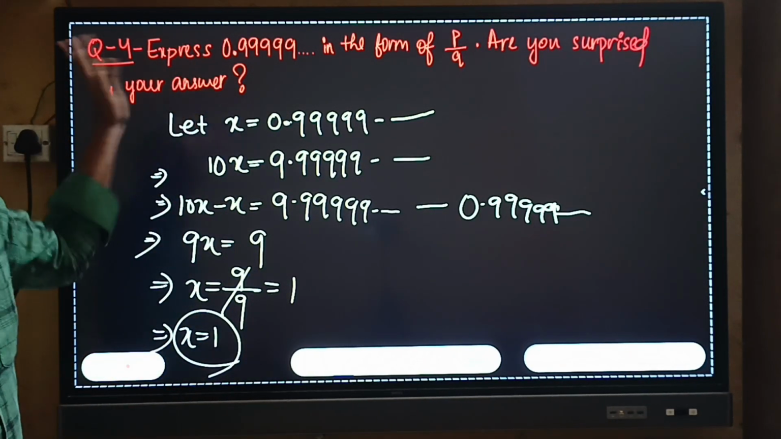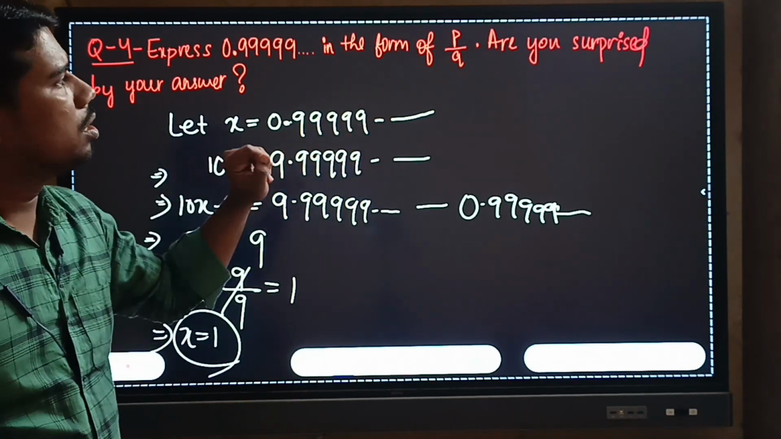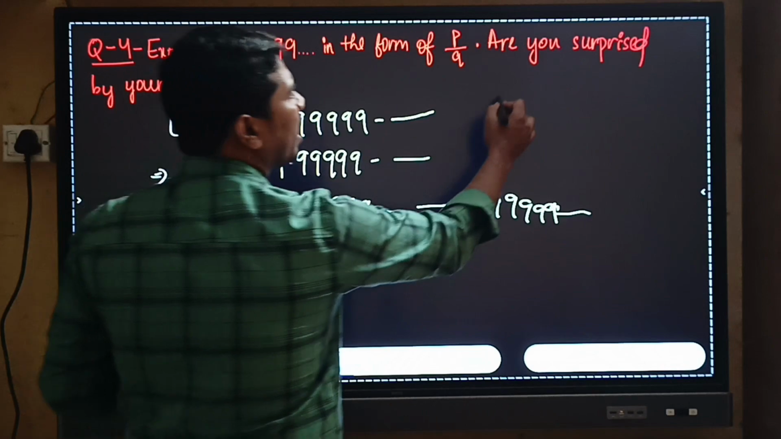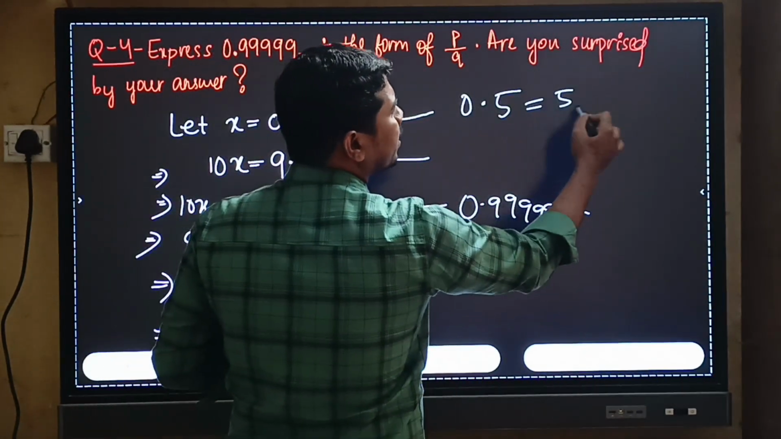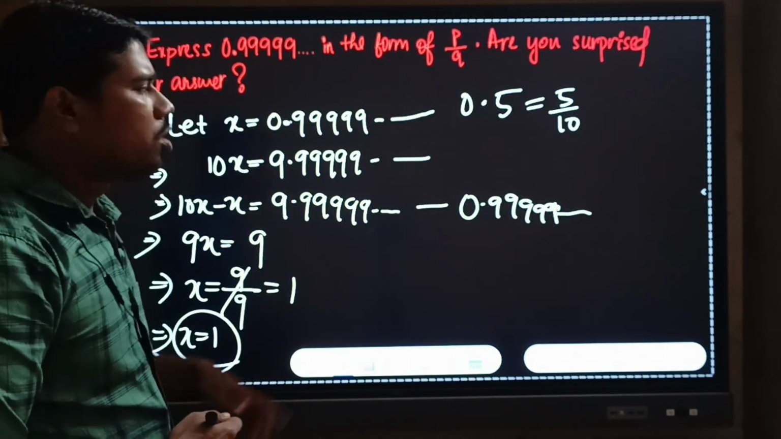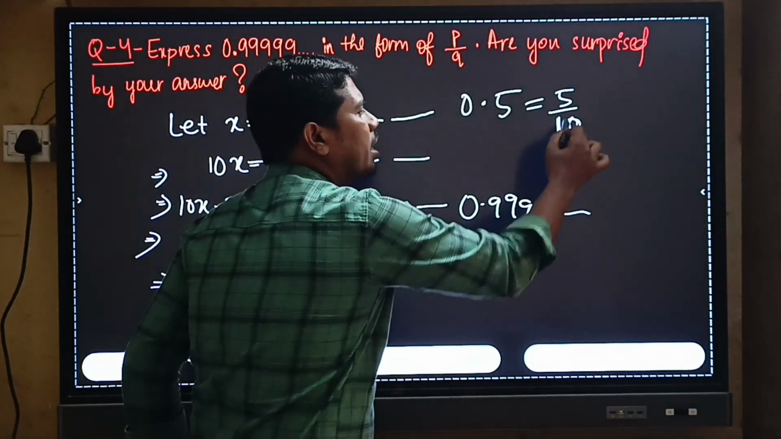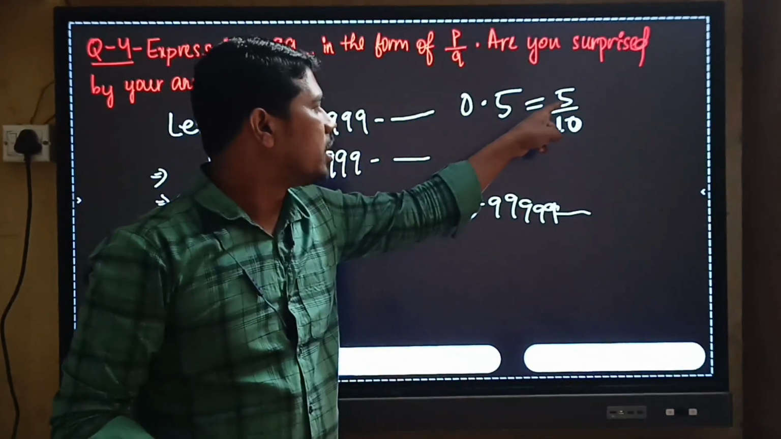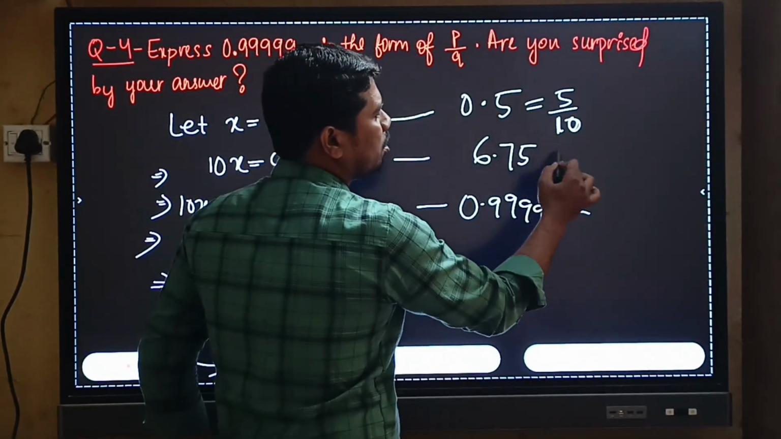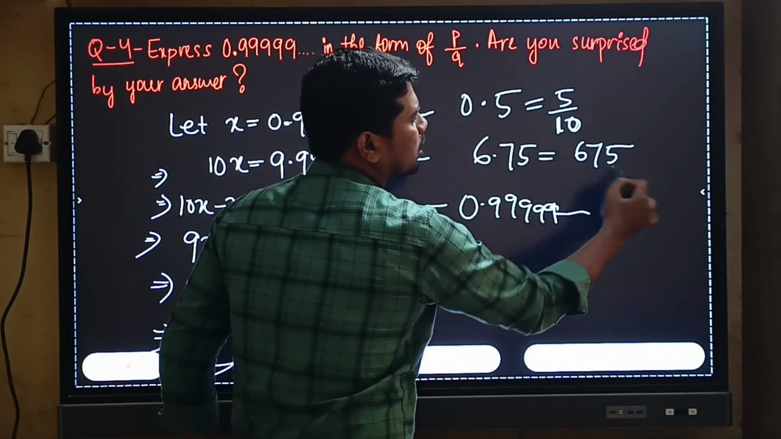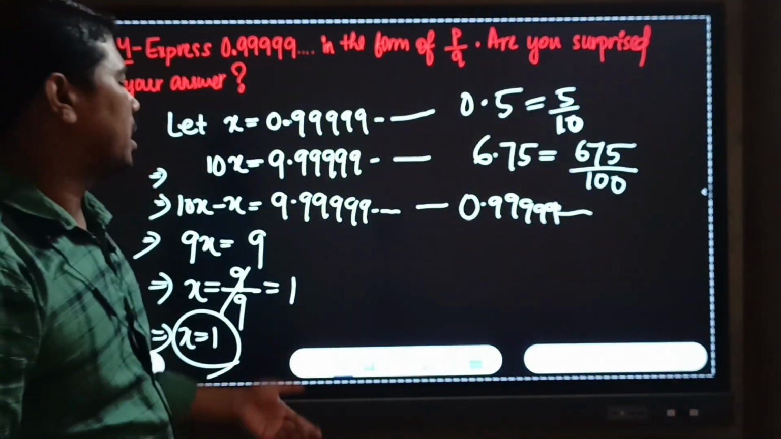So are you surprised by your answer? Just see. Why are we not surprised? Because if a number is there, 5, 0.5, I can write in the form of 5. Okay, so that same thing is also happening. If there is one digit, then the decimal should be like this, 0.5. If the number is 6.75, you can write in the form of P by Q, 675 by 100, because after the point there are 2 digits.